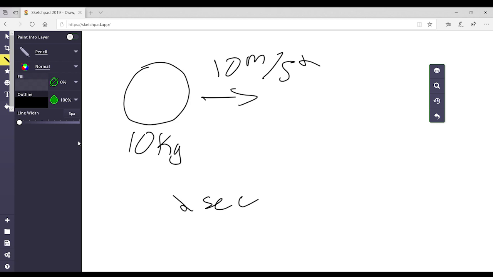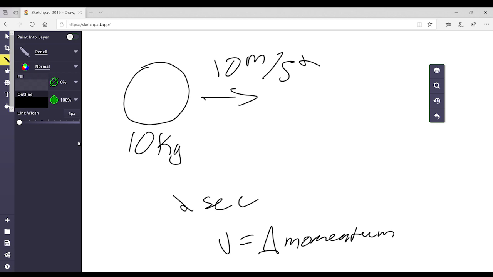So an impulse, which we're just going to use the variable J, equals the change in momentum. So the triangle just means change. So you usually use triangle if you mean change. But that means that the momentum is changing.